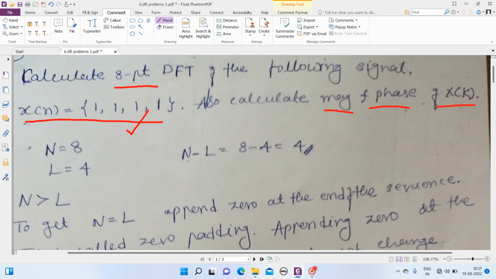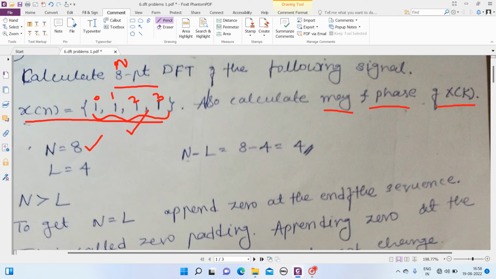Here they have given only 4 points, right? So 0, 1, 2, 3. They have given only 4 points, but they gave the capital N value as 8. So we have to calculate the 8-point DFT, but they have given the x of n value as a 4-point sequence, isn't it? So capital N is equal to 8 point.